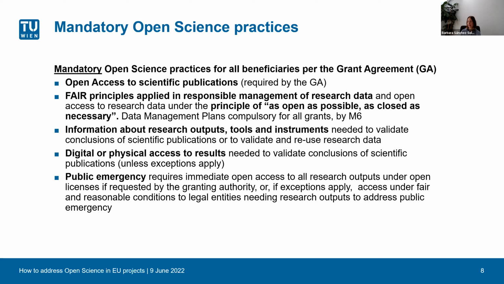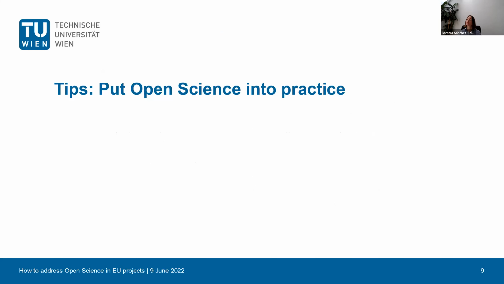You will hear more later about that. If possible, you should also provide information related to tools and instruments. In case of public emergency, there might even be a requirement for immediate open access. I think this was the case for some COVID-related projects in the last years. So I would like to be a bit more practical now, just to give you some advice in which direction you could think when you have to answer this requirement for describing your open science practices.